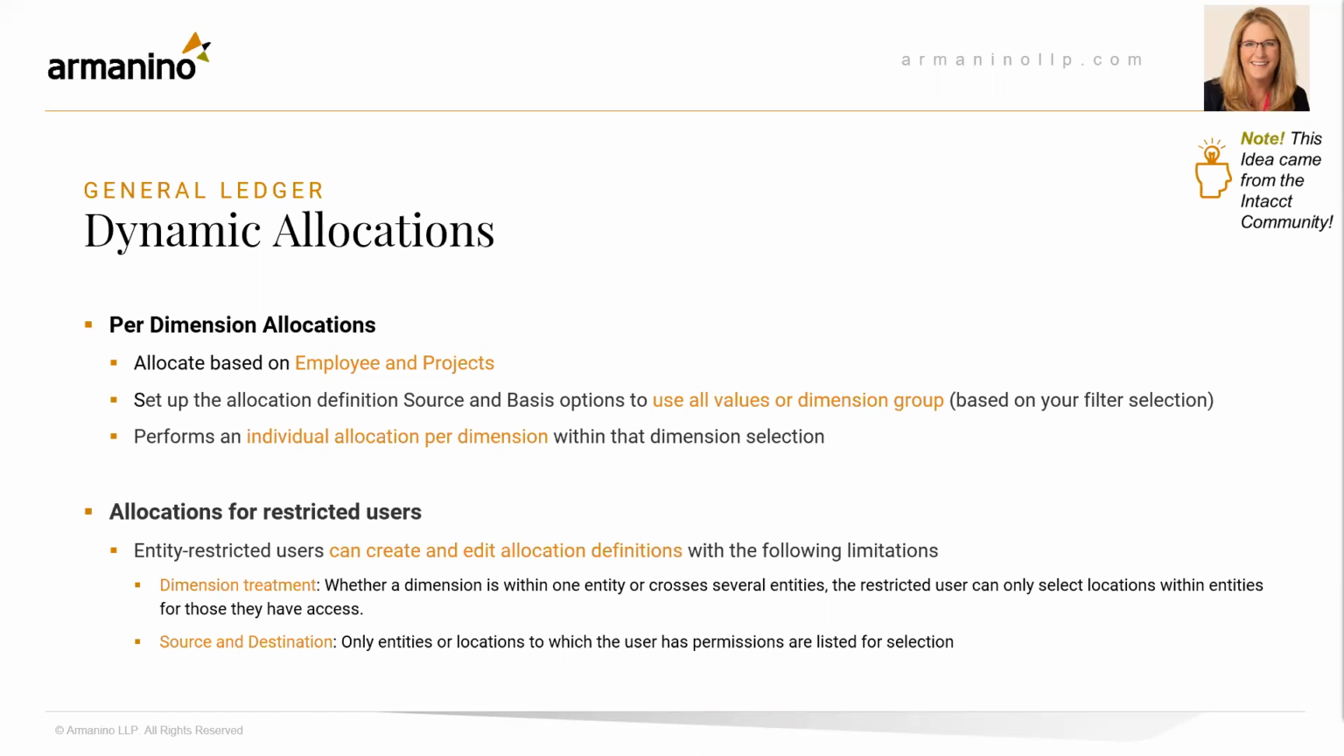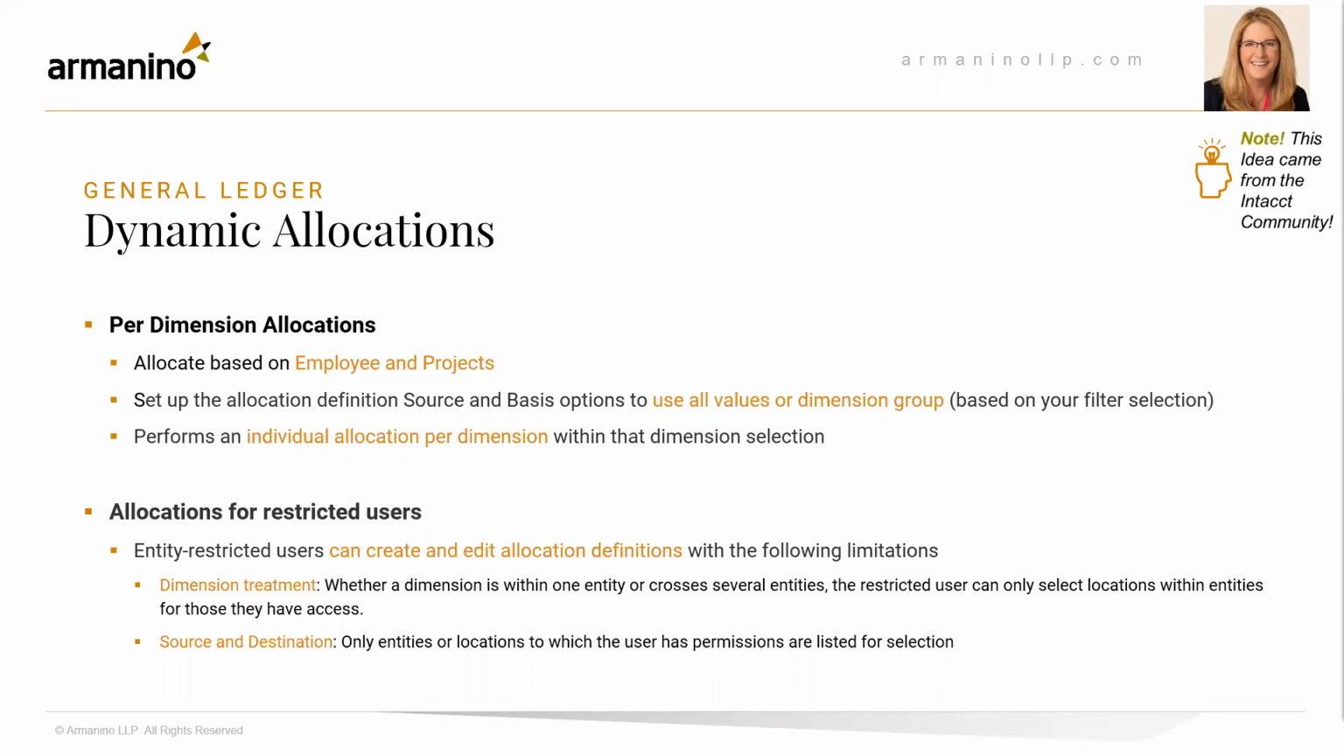You can set up the allocation definition, source and basis options to use all values or a dimension group based on your filter selection. And it performs an individual allocation per dimension within that dimension selection. So you don't have to set up as many dimension allocations any longer.